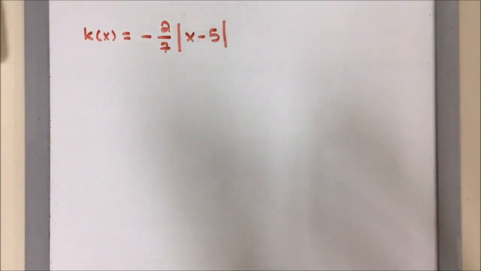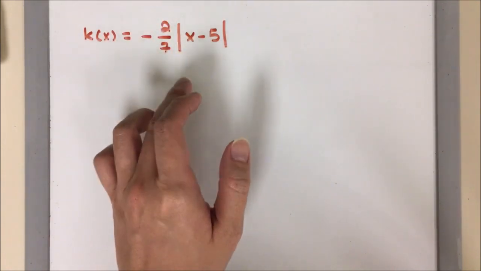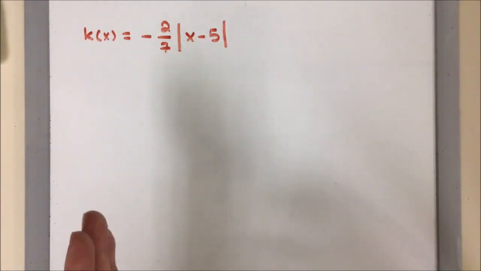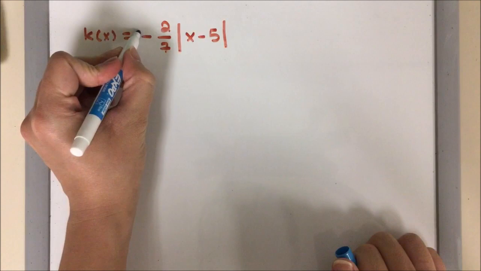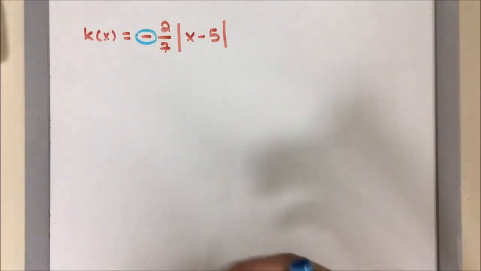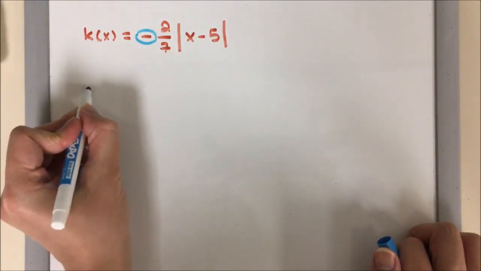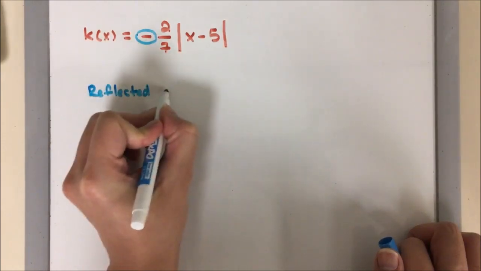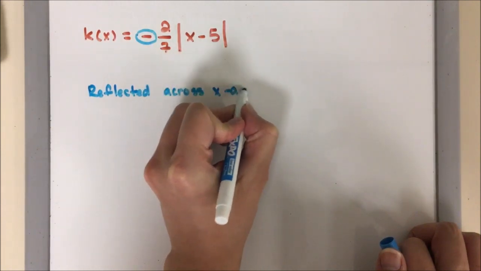So let's take a look at example 1. We have k of x equals negative 2 over 7 times the absolute value of x minus 5. So let's focus on going from left to right, one step at a time. Alright, so here we have a negative sign. The negative sign is outside in front of the absolute value. So this one is going to be reflected across x-axis.